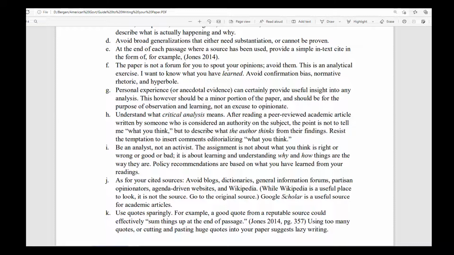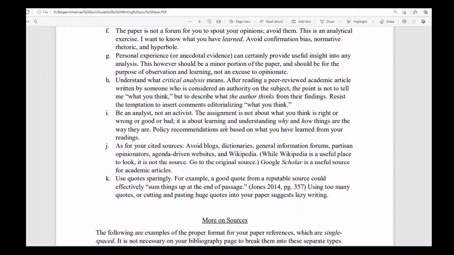Again, stay unbiased. Don't spout your opinions. That's not what the paper assignment is about. Anybody can do that. You don't need a college degree to go out and just tell everybody what you think. What we're trying to do is figure out how to learn and understand things. That's what we're trying to do with this assignment. Critical analysis, we've already talked about what that means. Be an analyst.